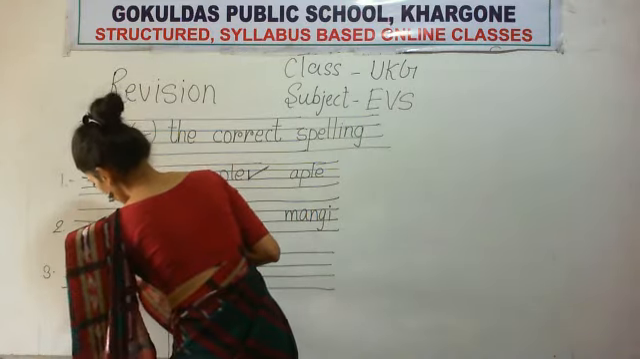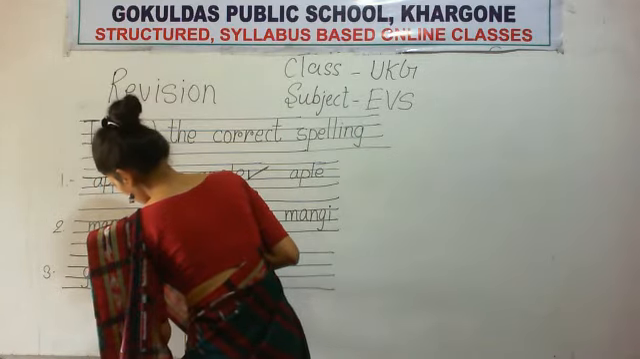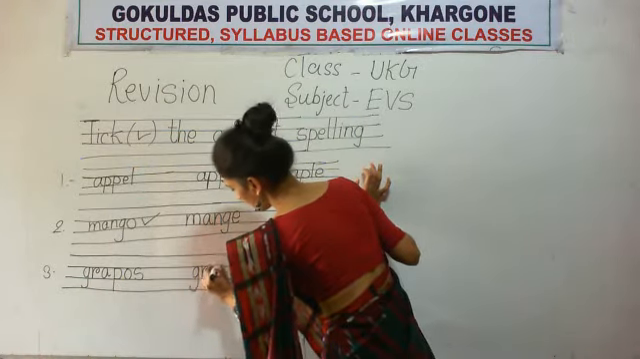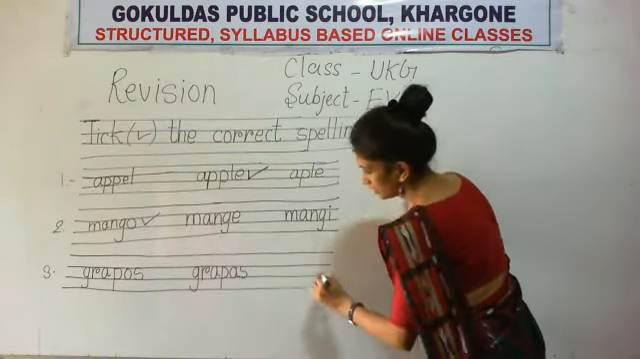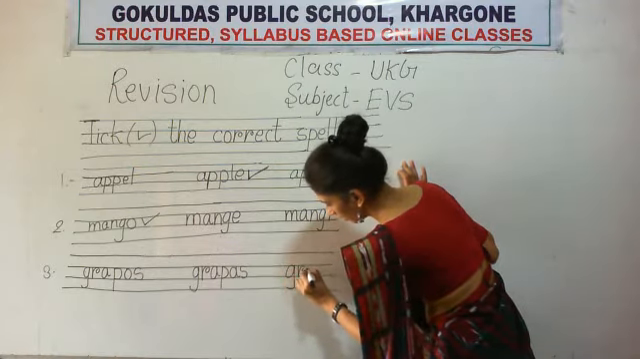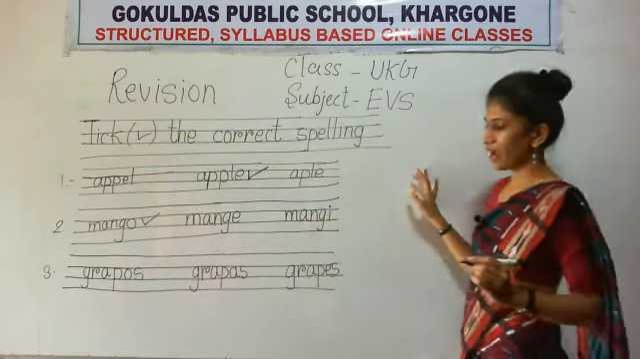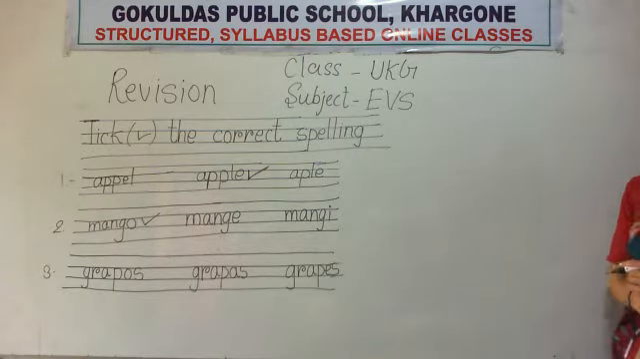Now, third one. G-R-A-P-O-S, G-R-A-P-A-S, and G-R-A-P-E-S, grapes. Which one is correct spelling? G-R-A-P-O-S? G-R-A-P-A-S or G-R-A-P-E-S, grapes. Which one is correct spelling?